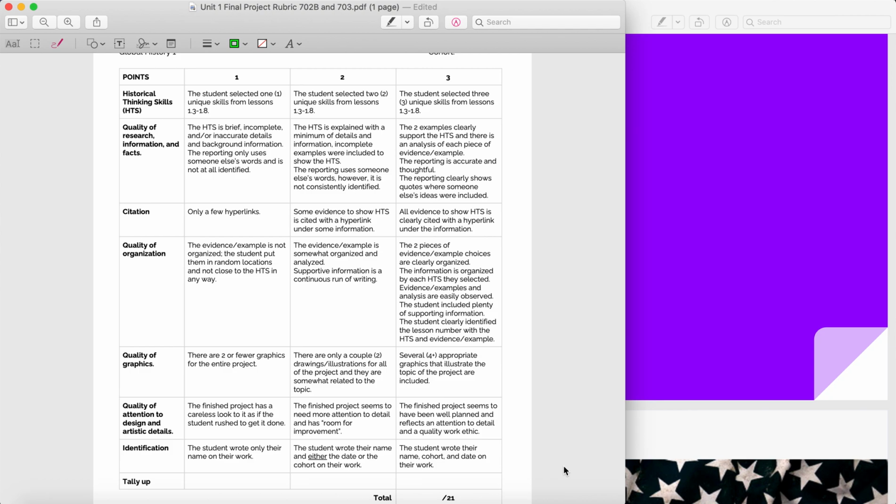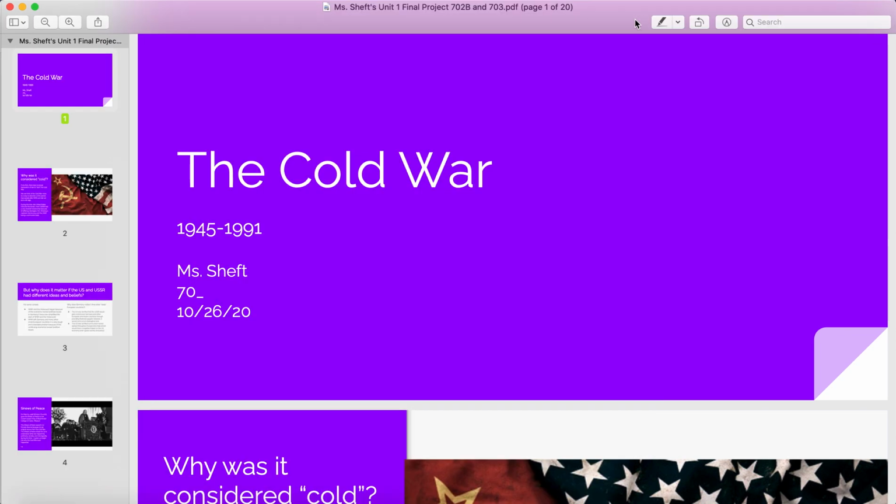Unit 1 final project rubric to the teacher model that Miss Sheft created. So let's start at the top of historical thinking skills, and we're all aiming for a 3 out of 3. This is the only column I'm going to focus on in this mini lesson about the Unit 1 final project: did the student select 3 unique skills from lessons 1.3 to 1.8.